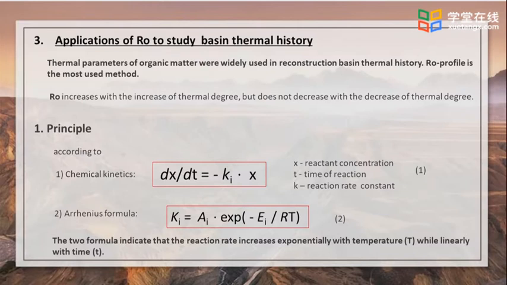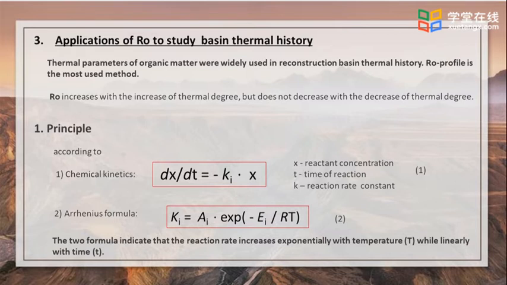The principle of RO here is that according to chemical reaction, there are two basic formulas. First is the kinetics and the second is the Arrhenius. And these formulas indicate that the reaction rate increases with increasing temperature.